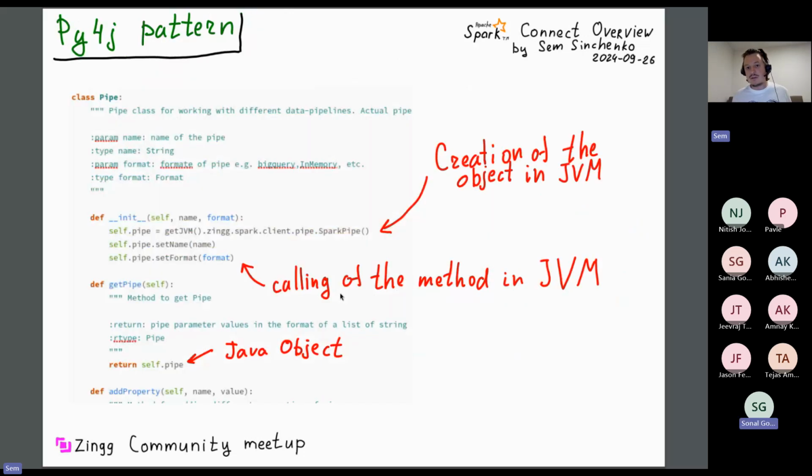For example, Zingg is built in absolutely the same way. If you open the current version of Zingg's Python code, it's just bindings to Java. You create an instance of zingg.spark.client.pipe.spark, which is actually an instance of a Java class. You can call a method of this Java class, and the actual method in the JVM will be called. You can get a reference to Java objects, and at the moment, that is how the Zingg API is done.